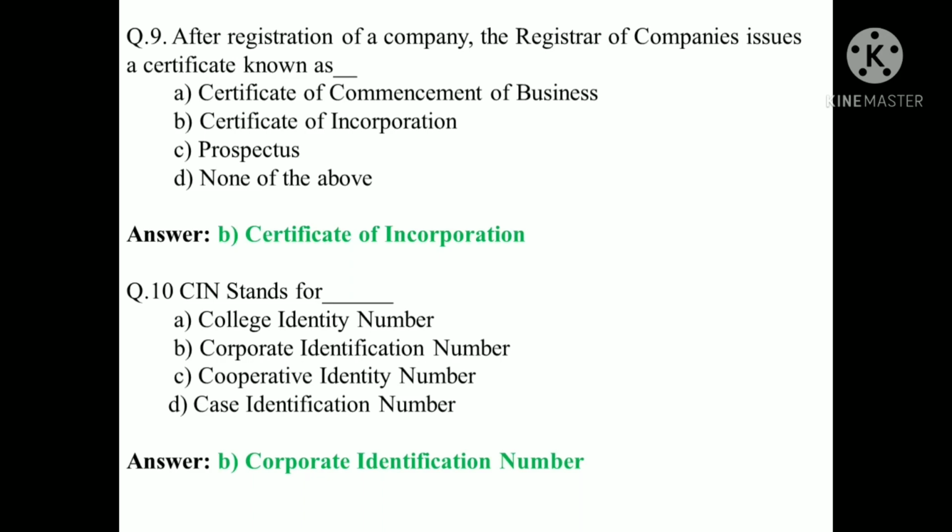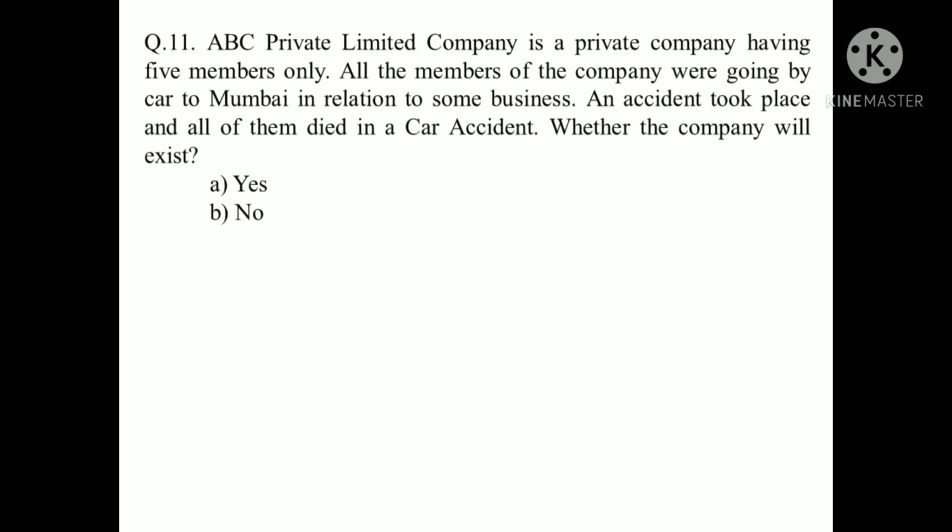नाउ लास्ट क्वेश्चन हम देखने जा रहे इस वीडियो का, क्वेश्चन नंबर 11. ABC private limited company is a private company having 5 members only. All the members of the company were going by car to Mumbai in relation to some business. An accident took place and all of them died in a car accident. Whether the company will exist? Option is yes or no.